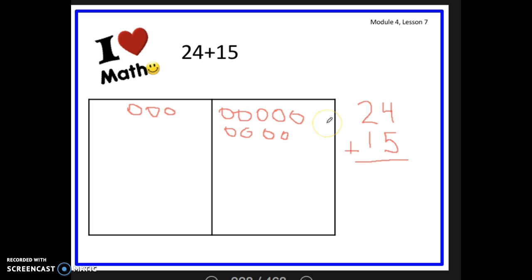Okay, so now I look at it. Do I have any ones that I can bundle and make into a larger unit, make them into a 10? I only have 9. So I don't. So all I have to do now is transfer the information from our chart to our number. So I have 9 ones, so I would write the 9 underneath the ones place. And look, 4 plus 5 is 9. And I have 3 10s. 2 plus 1 is 3. And that's it.